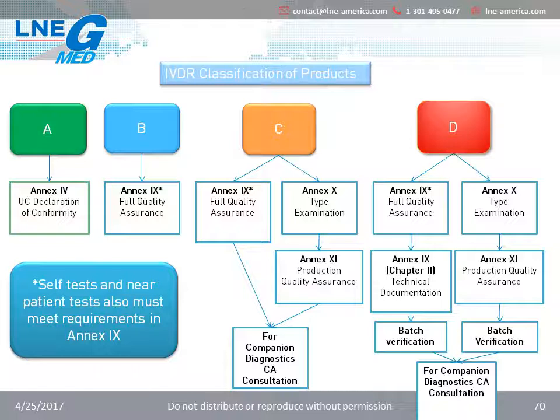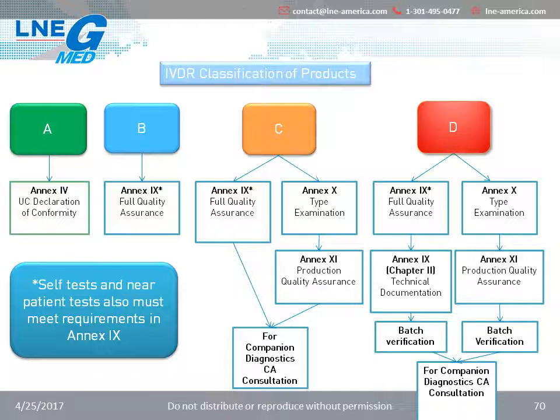For manufacturers of Class A devices, other than devices for performance study, they shall declare the conformity of their products by issuing the Declaration of Conformity. However, if those devices are placed on the market in sterile condition, the manufacturer shall apply the procedures set out in Annex 9 or in Annex 11.